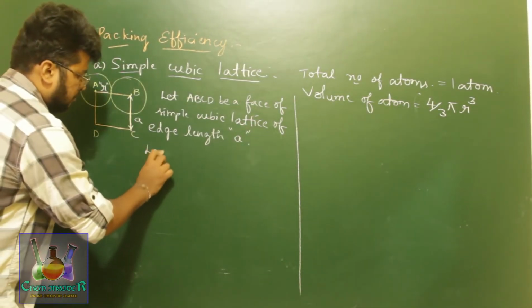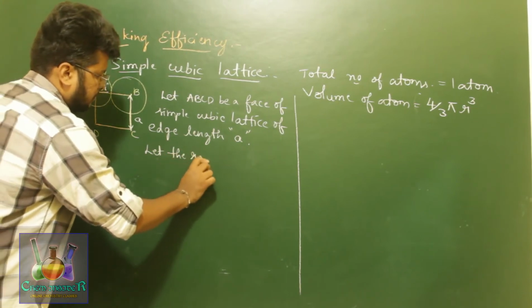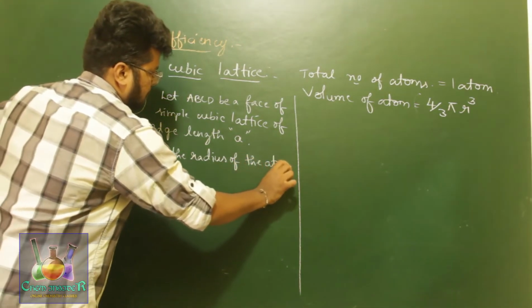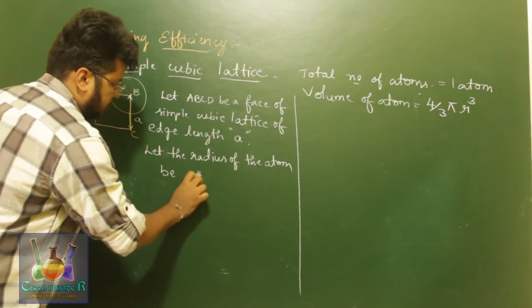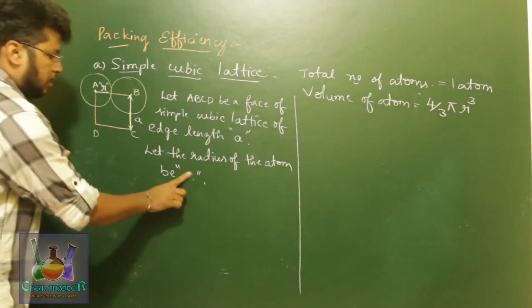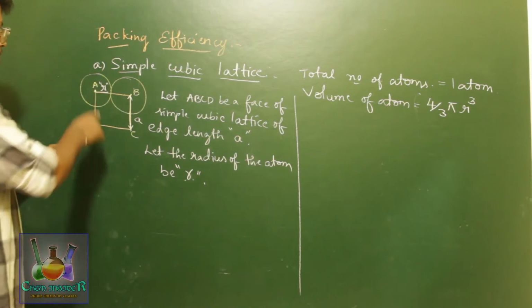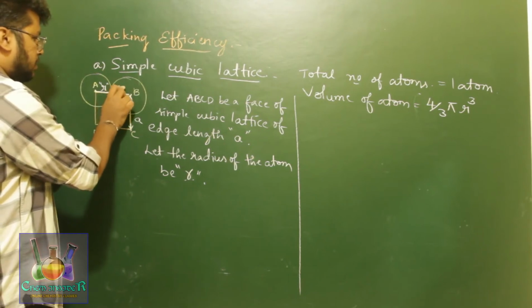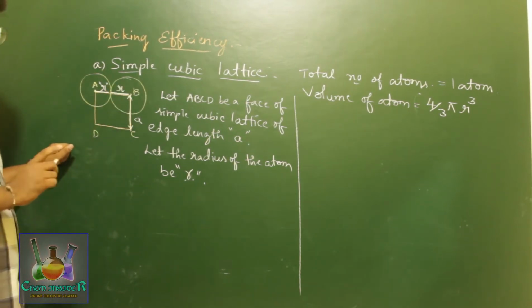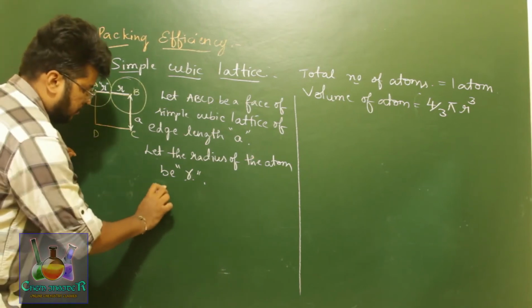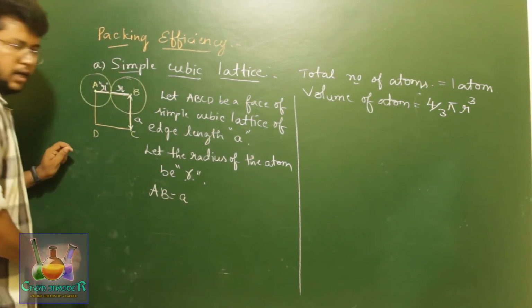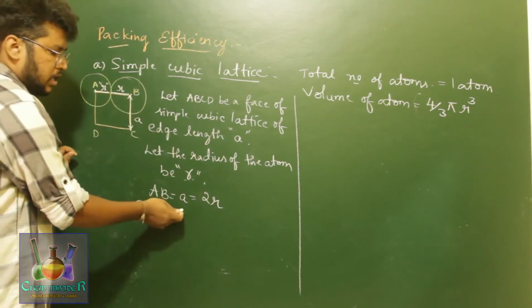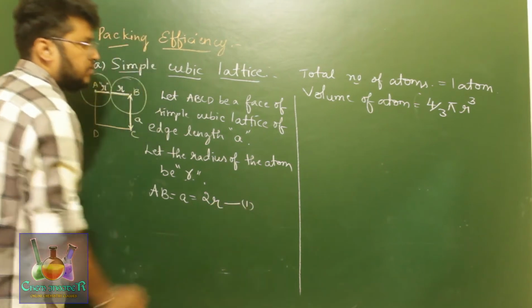Next, let the radius of the atom be R. So we are considering the radius of the atom as R. Now if you observe carefully, this is the radius of one atom, and this is the radius of the other atom, that is again R, because all atoms in a unit cell are similar. So from the figure we can say that AB is nothing but the edge length A, which equals R plus R, that is A is equal to 2R. So that will be our equation 1.